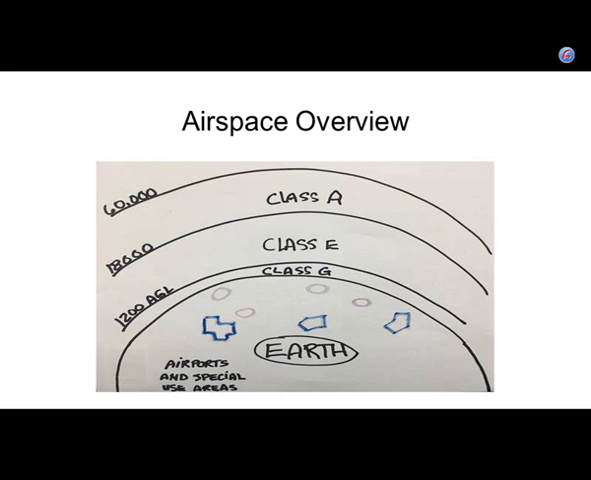So the overview is that all over the United States, from the ground up to 1,200 feet is Class G airspace. Then above that is Class E airspace up to 18,000 feet. Then above that is Class A airspace up to 60,000 feet. Then above that is Class E airspace up to 100 kilometers, 328,000 feet. But don't worry about that. Don't worry about above Class A.